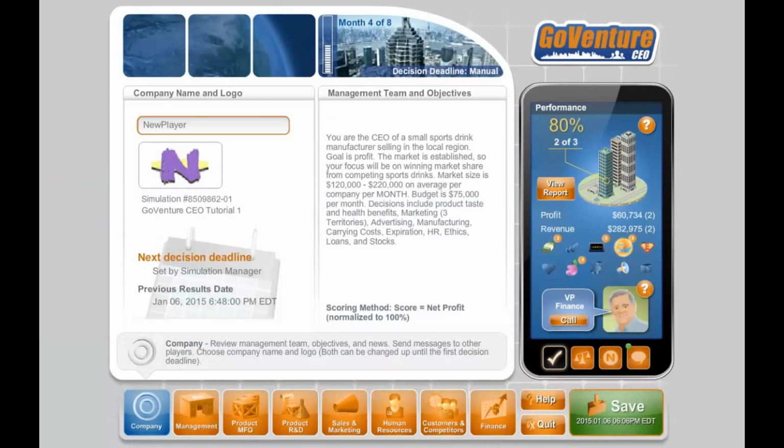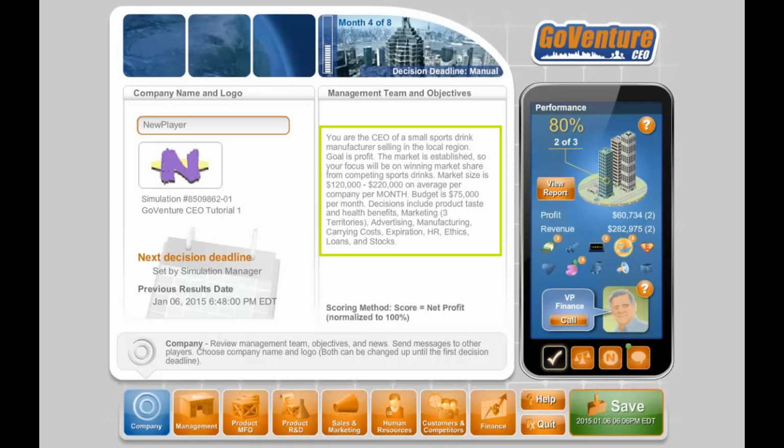In GoVenture, you run a business while competing against other businesses that are run by human or computer players. By reading the backstory here, you can see that for this simulation, you are the CEO of a sports drink manufacturing business. The type of business you will run could be different depending on how it is set up by your simulation manager or instructor.